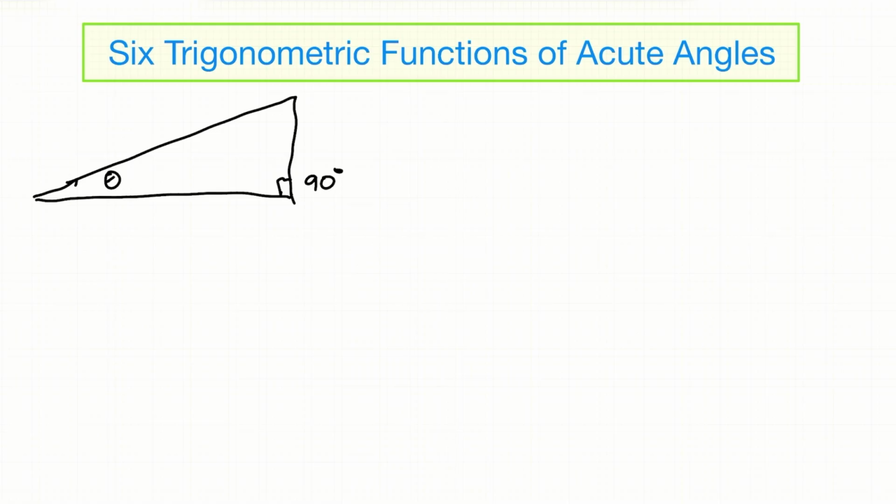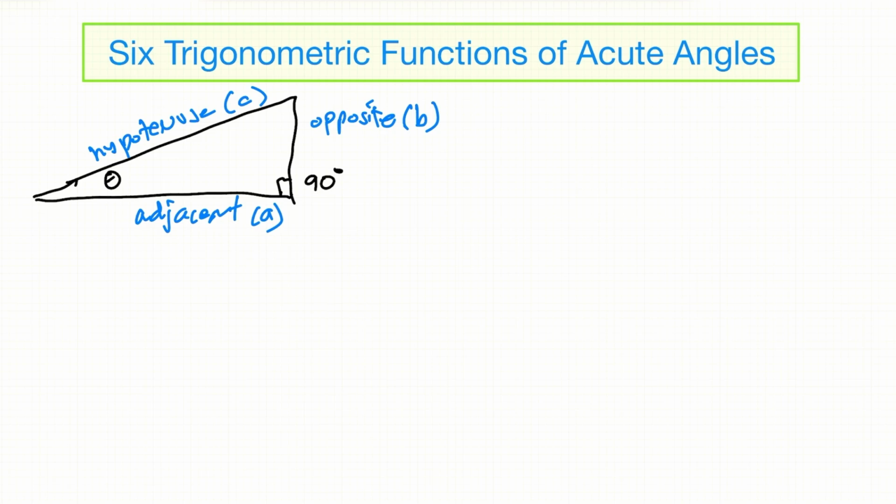Now we define the different parts of a right triangle. The side opposite of the angle theta, we call the opposite side, and we're going to give it a length b. The long side here, opposite the 90-degree angle, is called the hypotenuse, and we're going to label that with length c. That leaves the adjacent side. It's adjacent to the angle theta, and we're going to give it a length of, I'm sorry, of a. Okay, so there are our definitions.